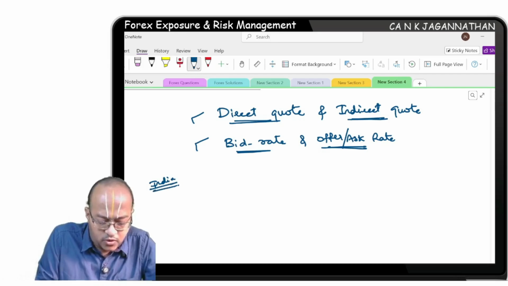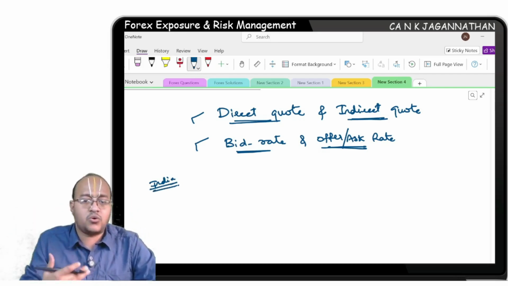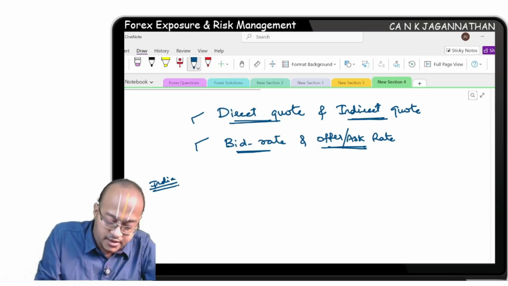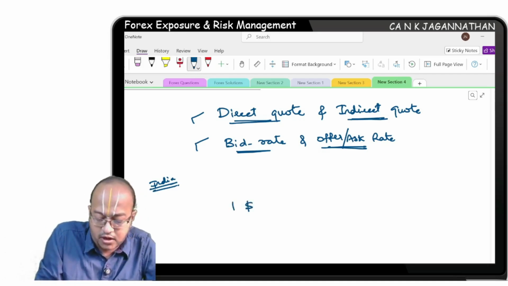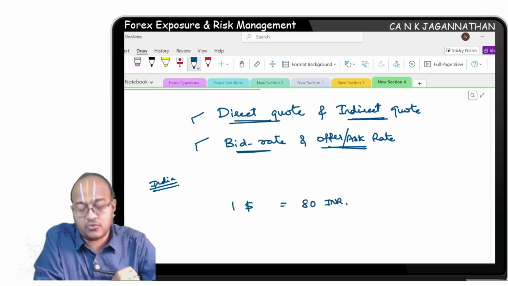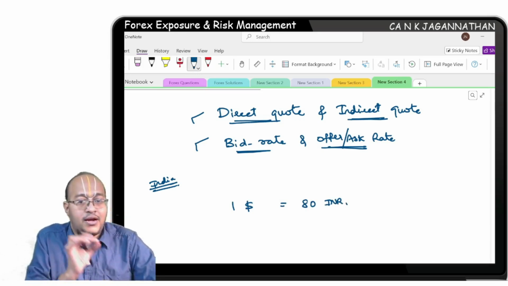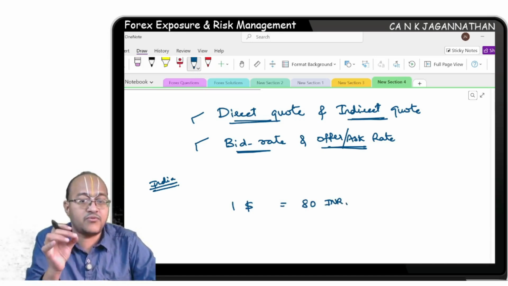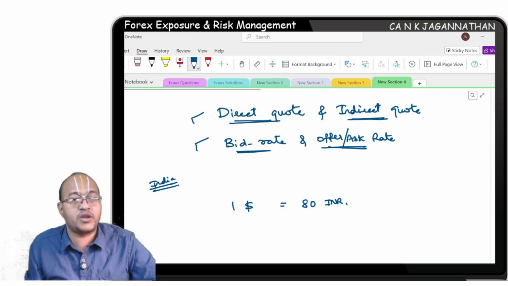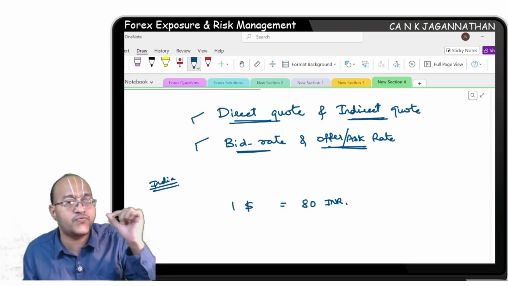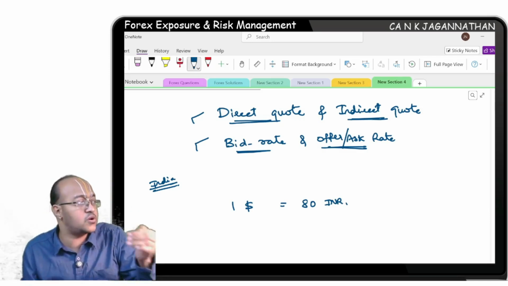Assume you are an exporter or importer and you have forex exposure, and in the currency market a quotation is given: $1 is equal to 80 INR. Now, what do you mean by direct quote? A direct quote is a quote given for a foreign currency in so many units of home currency, which means a quote for 1 unit of foreign currency in so many units of home currency.